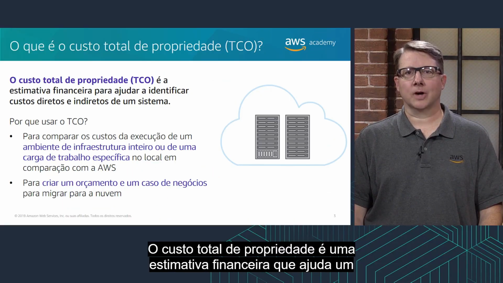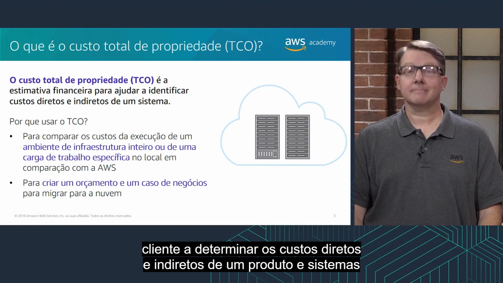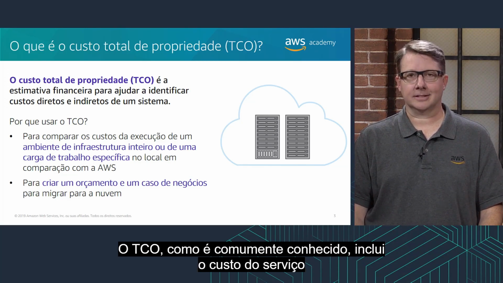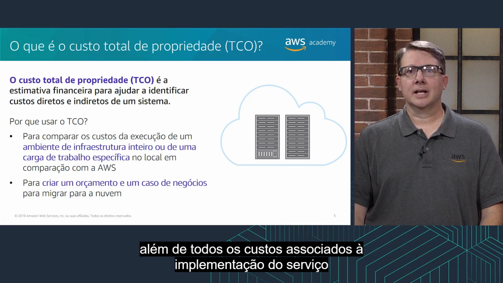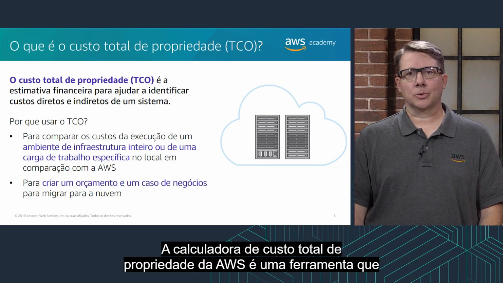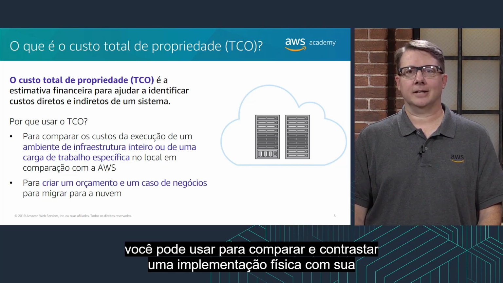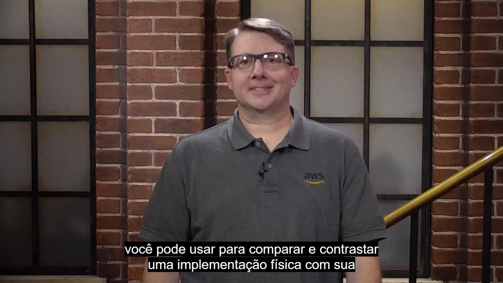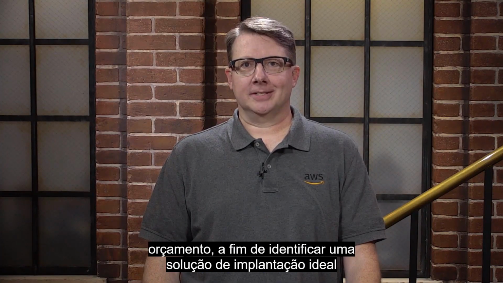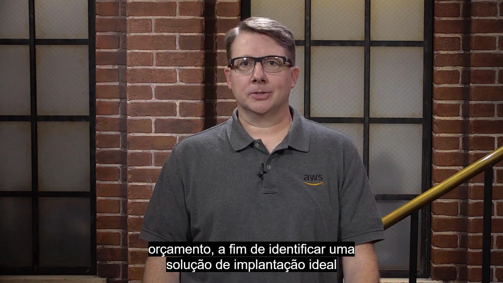The total cost of ownership is a financial estimate that helps a customer determine the direct and indirect costs of a product and systems. TCO, as it is commonly known, includes the cost of service, plus all the costs that are associated with implementing the service. The AWS Total Cost of Ownership Calculator is a tool that you can use to compare and contrast a physical implementation to its equivalent in the AWS Cloud. This comparison is done for budgeting purposes in order to make a case for an optimal deployment solution.